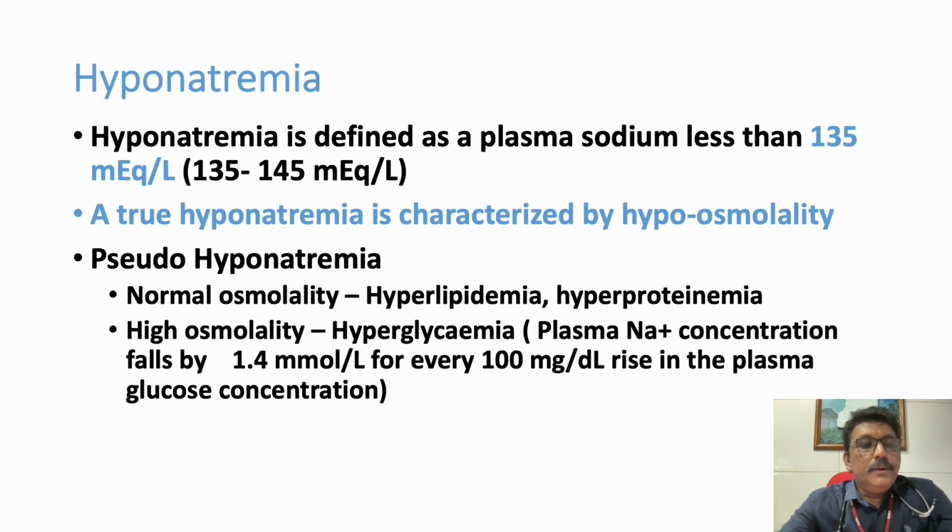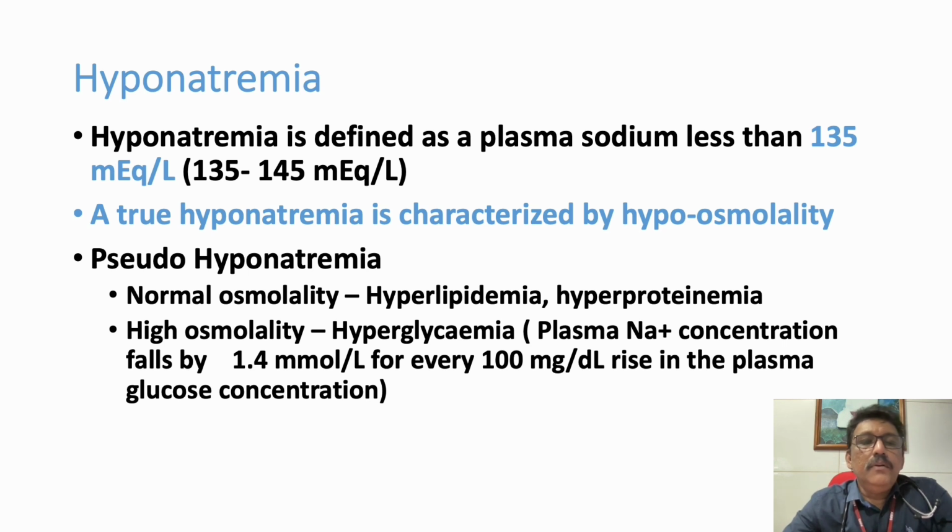Today let us discuss hyponatremia and its management in the emergency room. Hyponatremia means the sodium level in our blood is less than 135. The normal value is 135 to 145 milliequivalents per liter. There are two important types of hyponatremia. One is true hyponatremia, the other is pseudo hyponatremia.